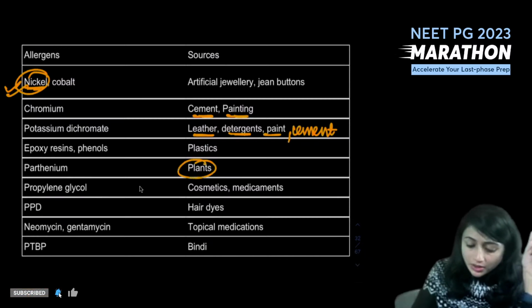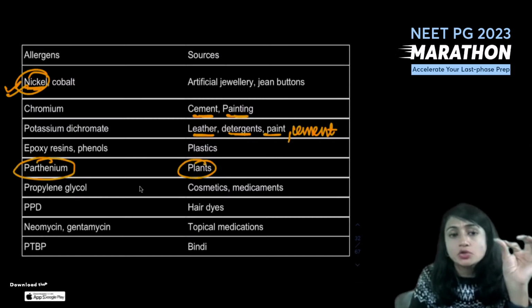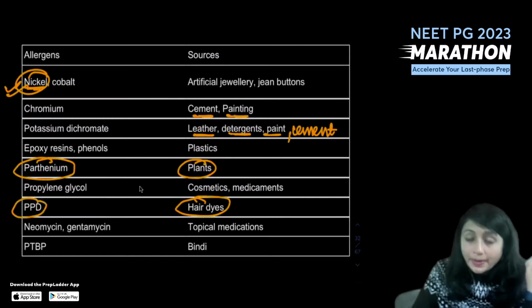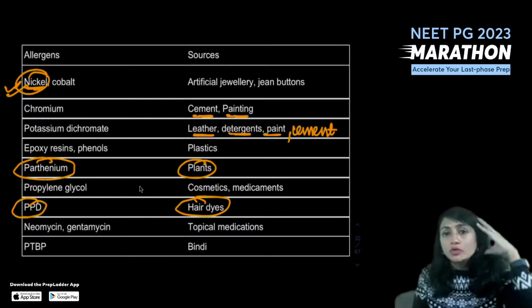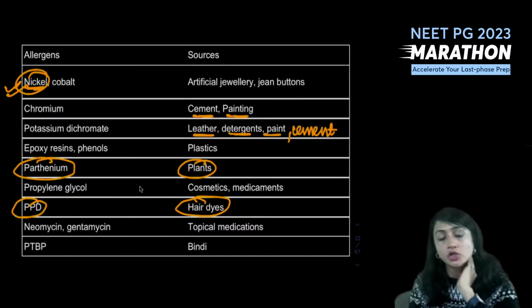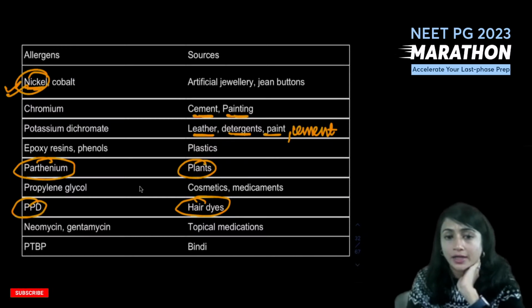So painters, even cement workers can have potassium dichromate. Okay. Plants have parthenium. We have read about parthenium dermatitis. Hair dyes have paraphenylene diamine or PPD. So they can give you an image of a female hair dyed and can show an allergy there and ask you what is the allergen there. So it is PPD, which is seen in hair dyes.